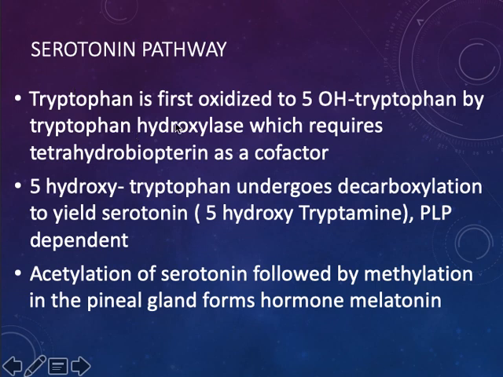Tryptophan is first oxidized to 5-hydroxytryptophan by tryptophan hydroxylase, which requires tetrahydrobiopterin as a cofactor. Now 5-hydroxytryptophan undergoes decarboxylation to form serotonin, or 5-hydroxytryptamine, which requires PLP. After this, an acetyl group is added to the serotonin, followed by a methyl group in the pineal gland, to form the hormone melatonin. So this is the serotonin pathway.